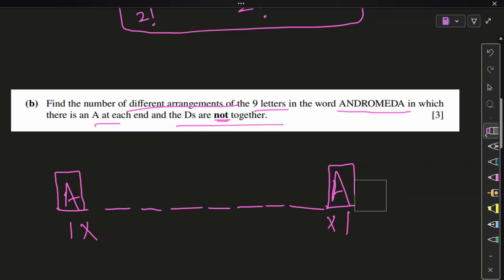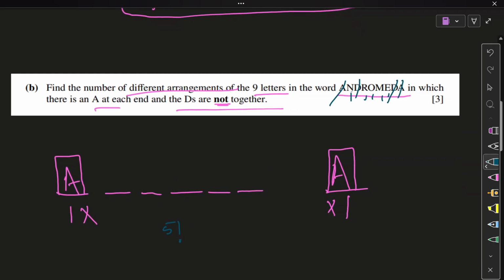So firstly, I'm going to remove 2 positions from here. Why? Because when I need to separate something through the universal separation technique, I only arrange the letters apart from the D's first. So let's do them. These are the rest of the letters, the A's are gone, and the D's are not yet considered. So N, R, O, M, E. 1, 2, 3, 4, 5. Those 5 have been arranged. 5 factorial because they can move about their own positions. Does anything repeat? Nothing repeats.